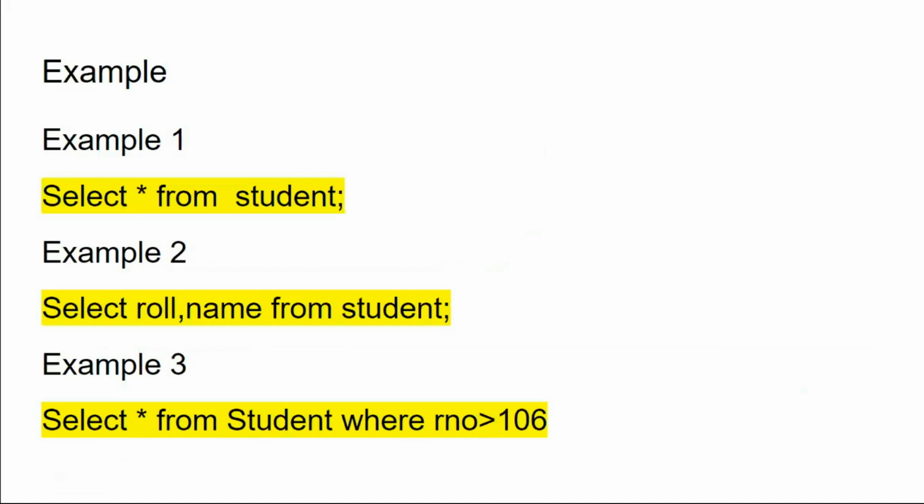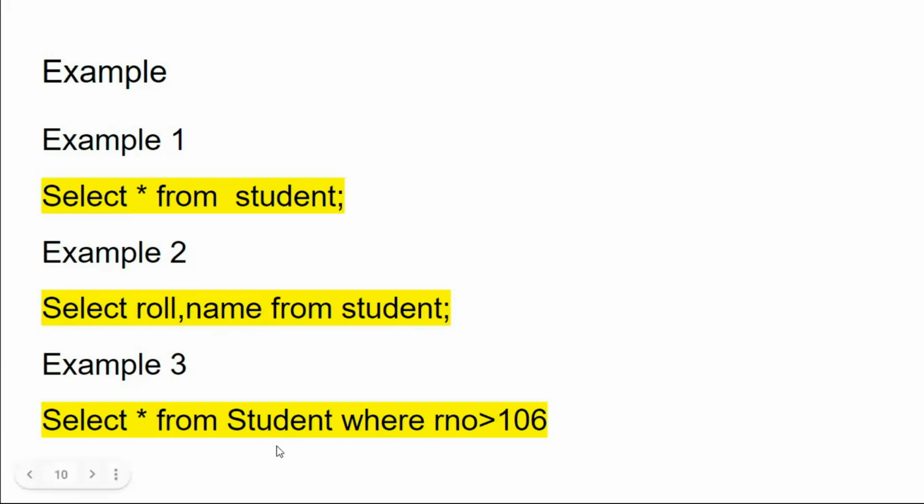The first example, select star from student. It will give all the records in the table without any conditions. And in the second example, I've given select roll number, name from student. It will display all the records, only the fields roll number and name. The roll number column will be displayed entirely. The name field will be displayed entirely. The remaining columns will not come in the output. So if you want a column based search also, you can go with select.